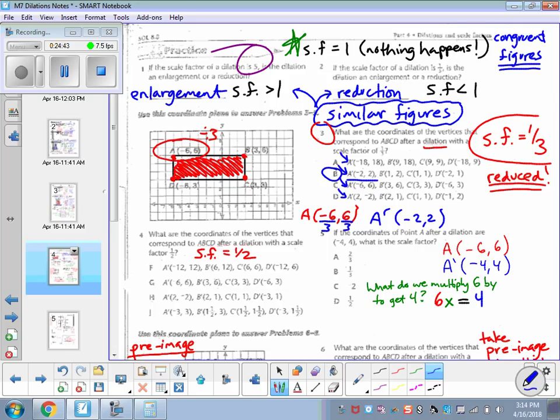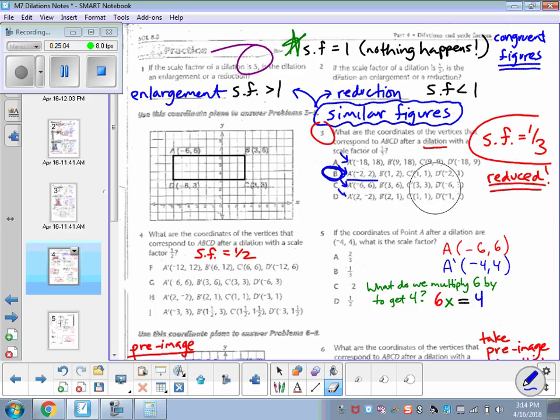All right? Now to check, I'm just going to use point C real quick. C is currently 3, 3. So then C prime, if we want 1/3 of that, it'd be at 1, 1. And C prime right there checks out, so we know the correct answer here is B. All right? Now I'm going to erase all of that, just so we can take a look at question 4.